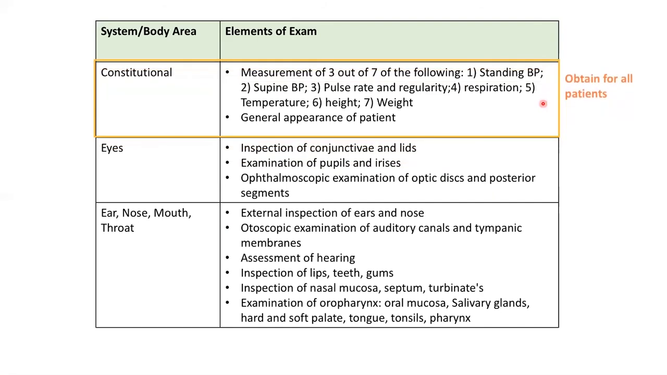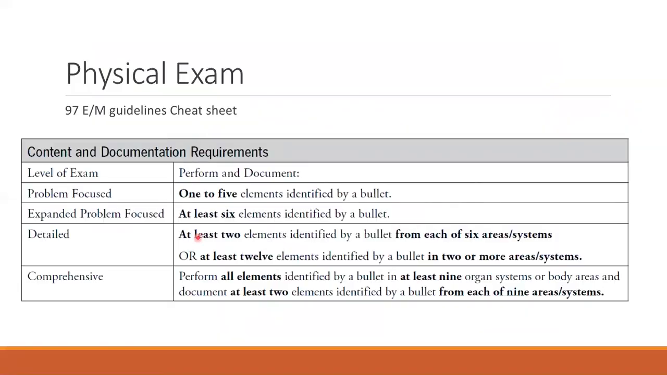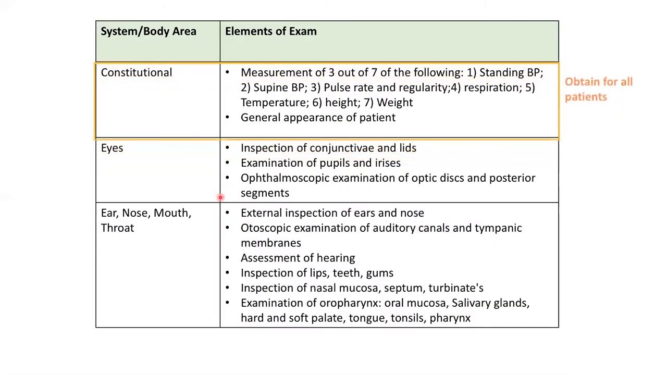And then you get another bullet for documenting the general appearance of the patient. So this is a well-appearing adult male or female in no apparent distress. Those are 2 bullets for physical exam, and guess what? You as a pharmacist have just performed a physical exam, and you could get 1 bullet without even touching them. And that would quantify a problem-focused physical exam.